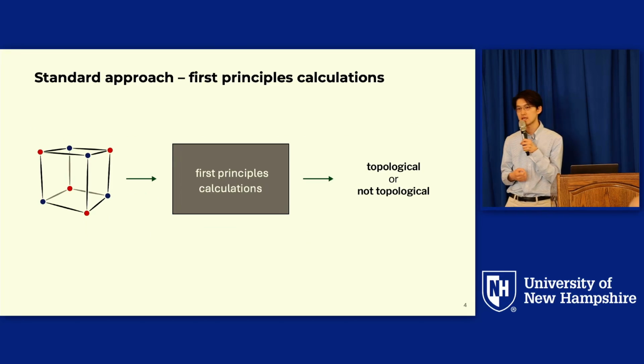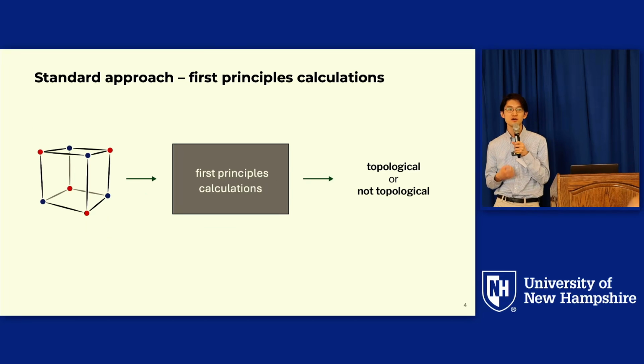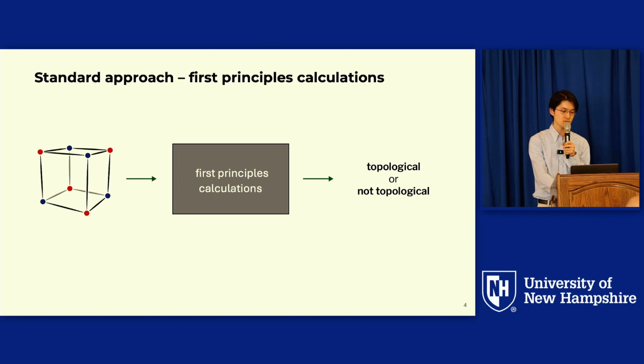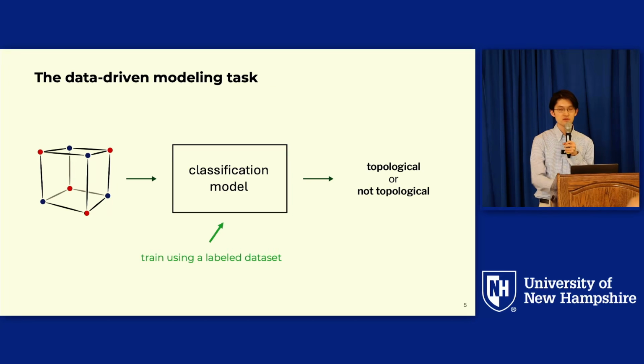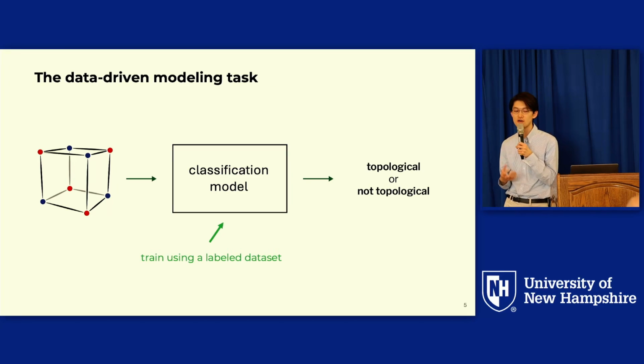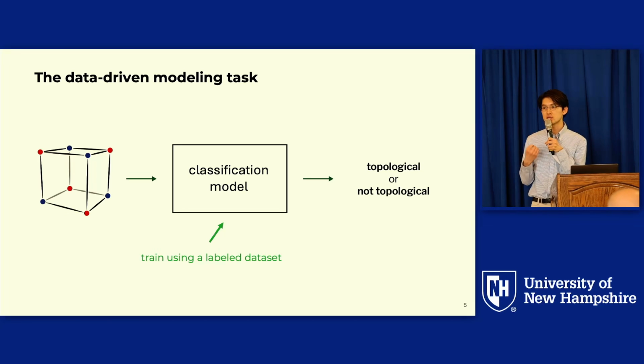Computationally, the standard approach to addressing this question is via first principles calculations using DFT. In the modern materials informatics era, there has now been the emergence of open source data sets consisting of crystalline materials and their computed properties. Some of these data sets now have crystal materials and their electronic topology diagnosis. So this allows us to pose a data-driven modeling problem.